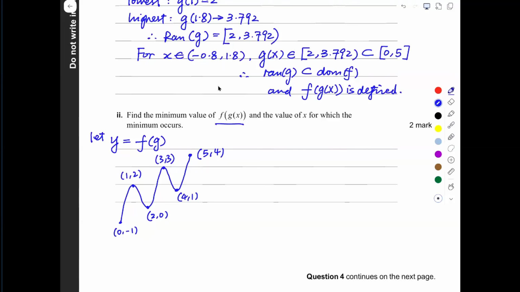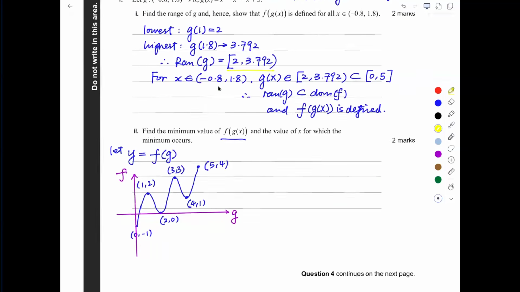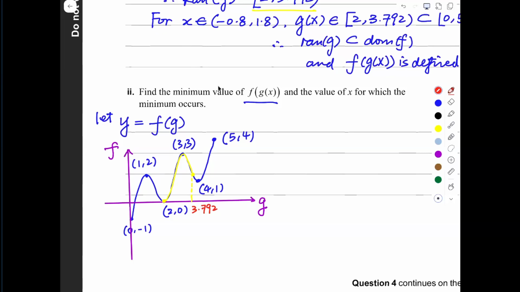Let y equal fg. So if we think about the variations, this is g, this is f. Then my g value can only take 2 to 3.792, not yet 4, so it's from here to roughly here, okay? So only the yellow part. Therefore, the minimum value of fg is going to be 0.